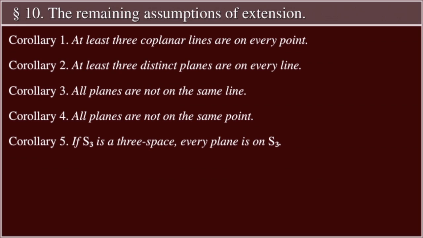Corollary 3. All planes are not on the same line. Corollary 4. All planes are not on the same point. Corollary 5. If S3 is a 3-space, every plane is on S3.